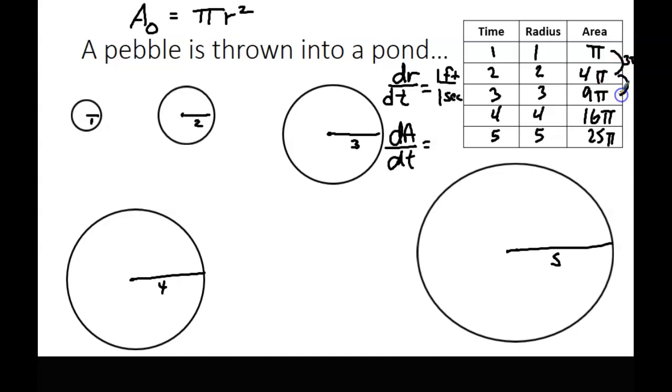How about from here to here, what's the dA dt? 5 pi. It's going up by 5 pi. How about from here to here? I think that's 7 pi. What do you guys notice about dA dt? It's not the same, is it? It's getting bigger and bigger every time. So in other words, the rate at which the area is changing is not constant. It's always changing. What do we call a rate that's increasing?